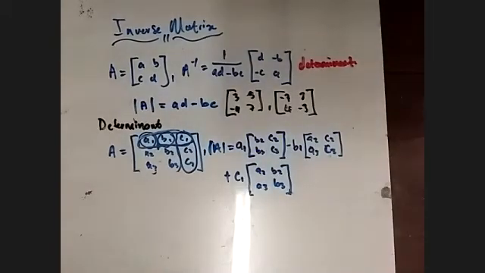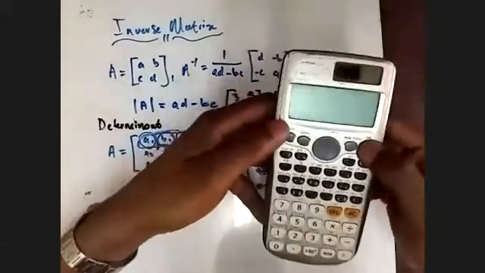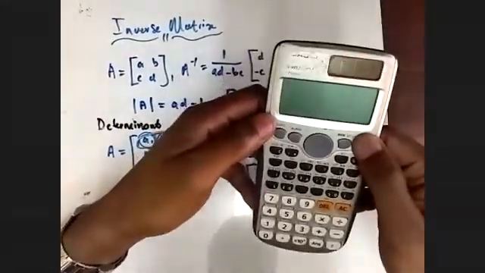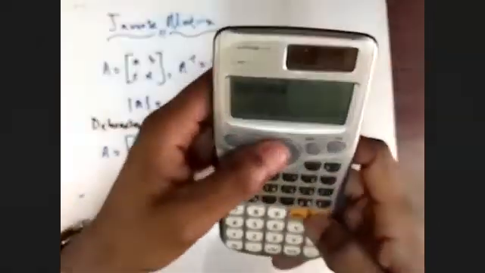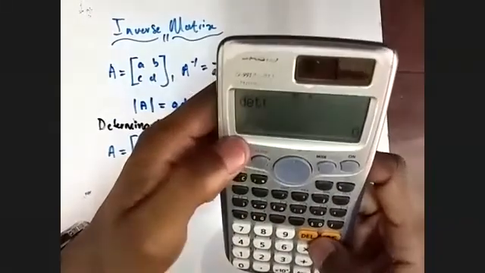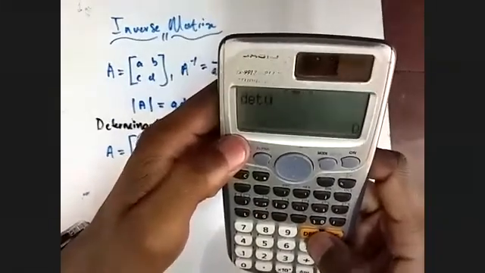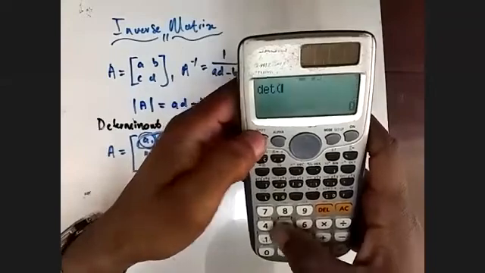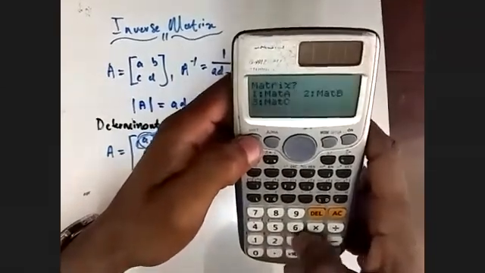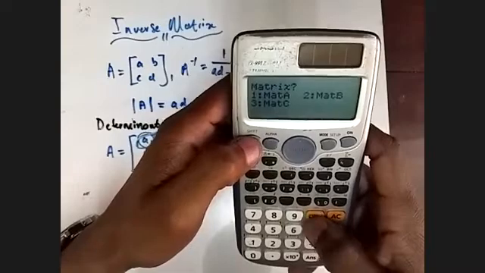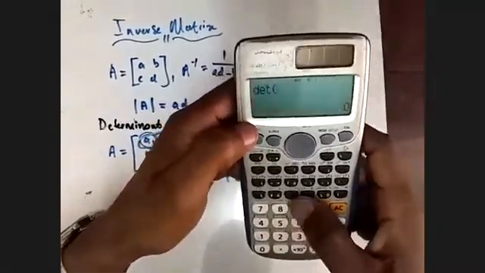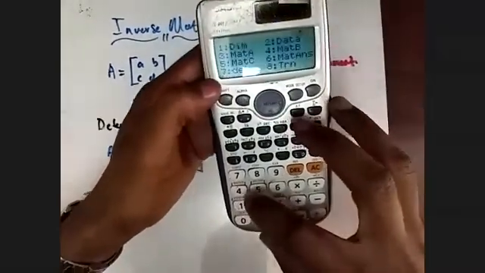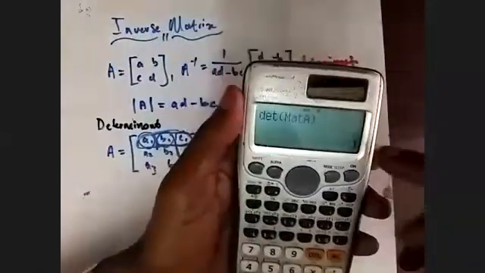Now, let us go back to our calculator. You remember, I said to you, we can find the solutions to this. Determinant of matrix. Okay, so the determinant of matrix A is given by 1.